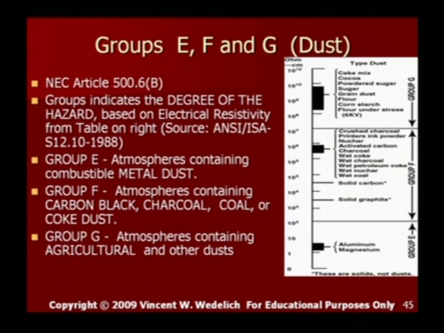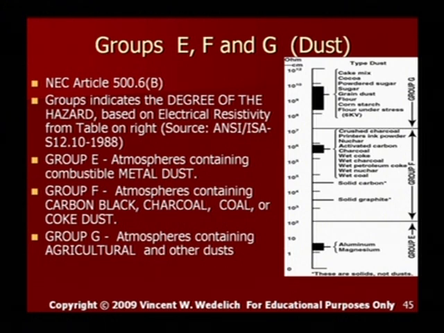Okay, so we talked about Class 1 gases, which were A, B, C, and D. In Class 2 areas, you have dust, and you have Groups E, F, and G. It's in NEC Article 500.6(B). Groups indicate the degree of hazard based on the electrical resistivity from the table on the right.